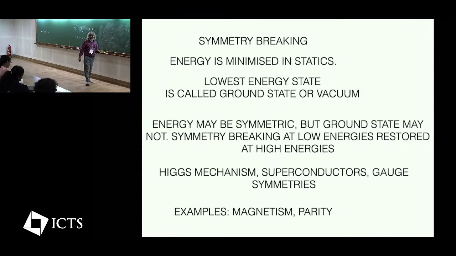In any problem where you have an energy which is being minimized, the lowest energy state is called the ground state in classical mechanics, or sometimes the vacuum in quantum mechanics. The lowest energy state has no particles, so you call it the vacuum. It can happen that the energy is a symmetric function, but the ground state may not have the symmetry of the energy. This is called symmetry breaking, and at low energies you will not see the symmetry. But when you get to higher energies, you can see the symmetry of the action again.